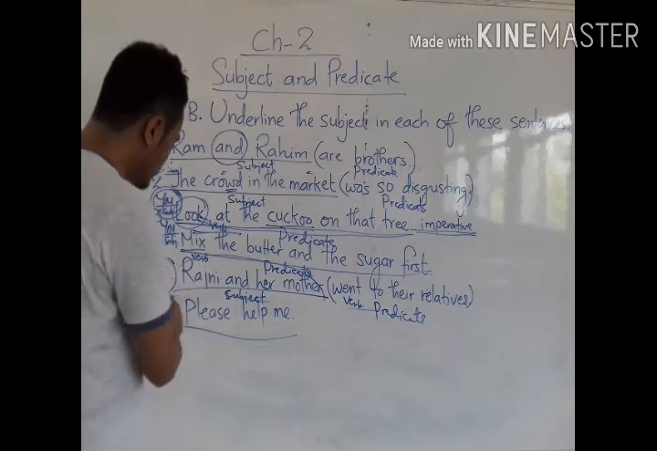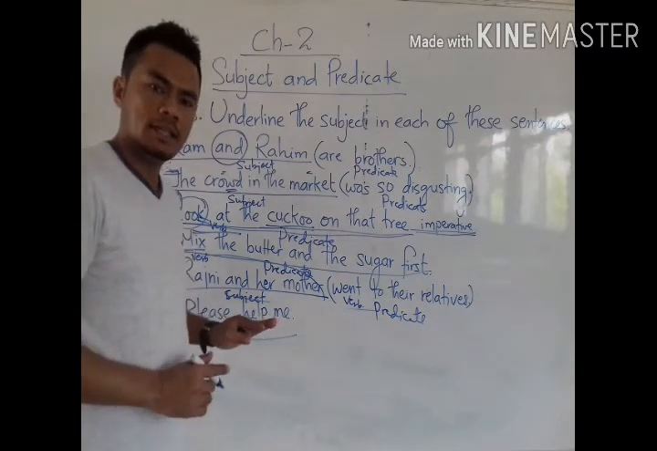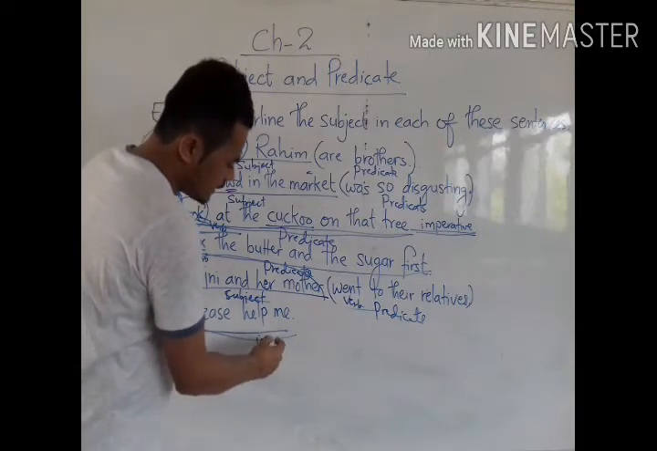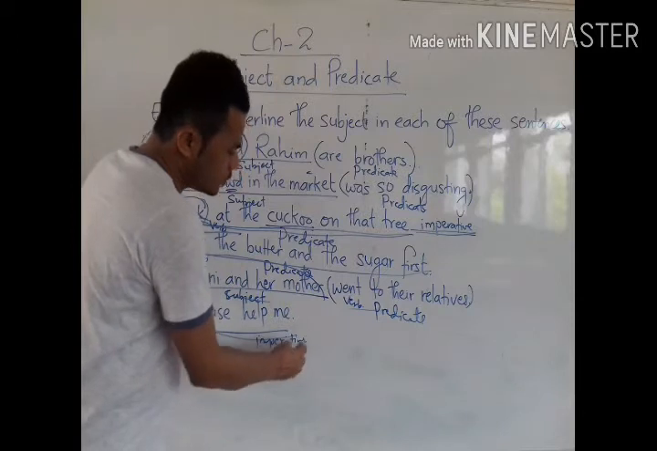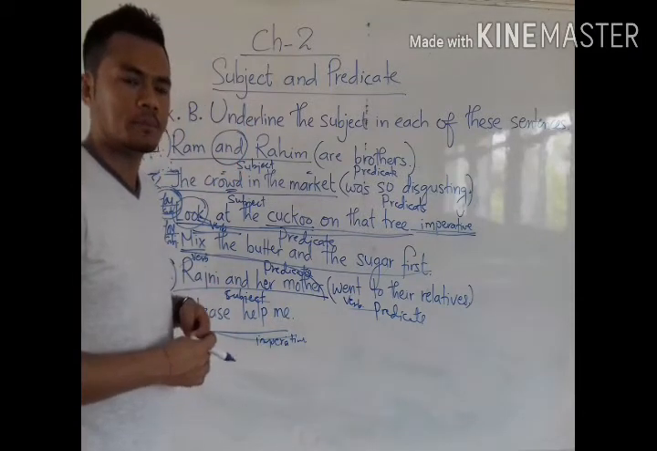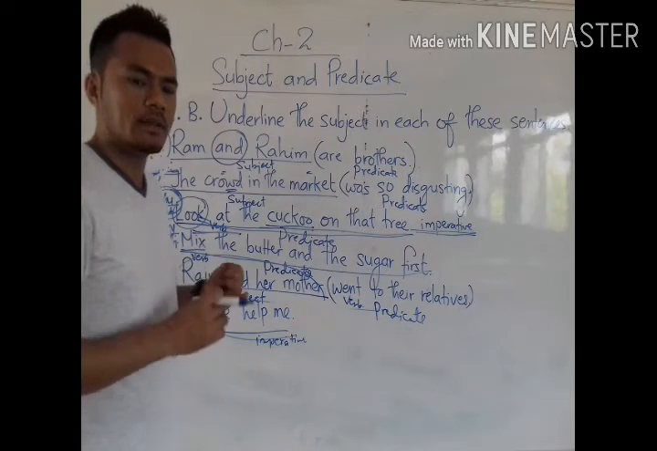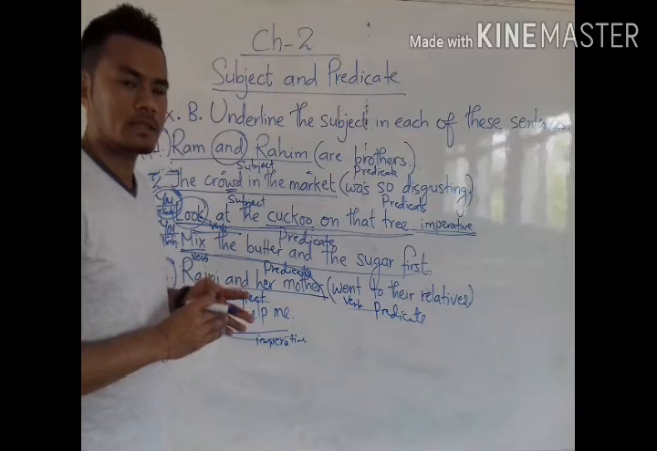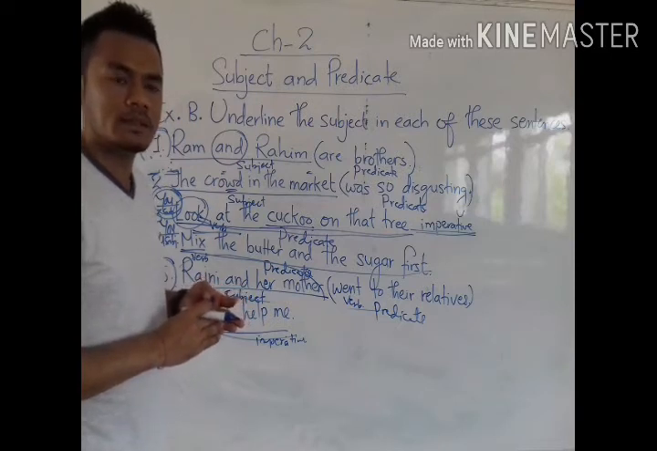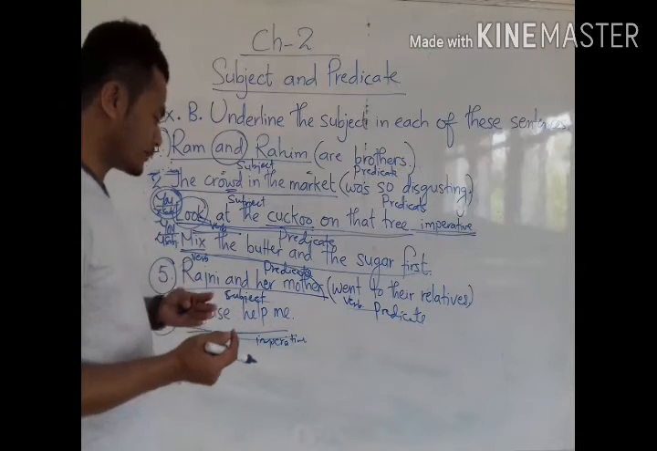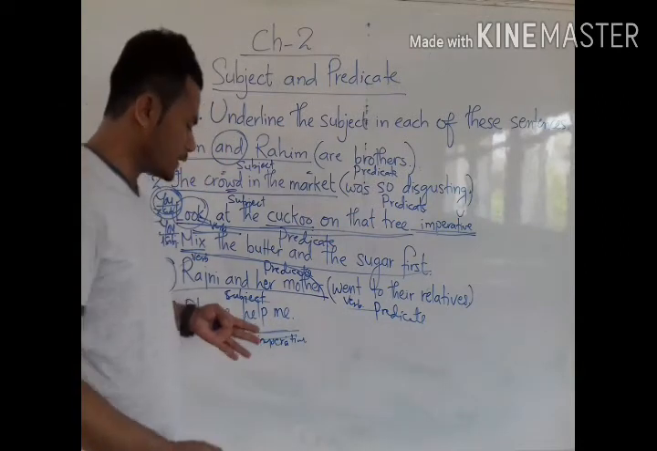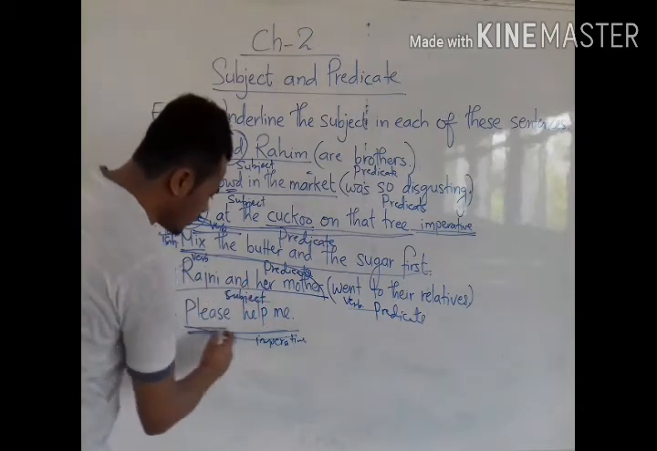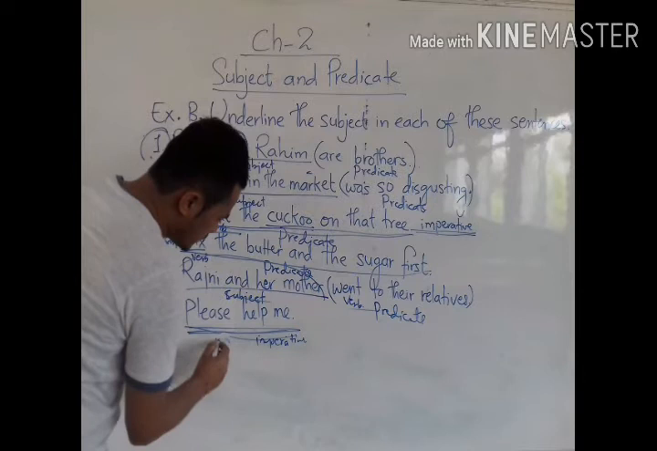Now come to sentence 6. Please help me. What kind of sentence is this? This is an imperative sentence. That means we are asking someone to help. We are requesting someone. A request is also an imperative sentence. Request, order, command, suggestion, advice, request, all these are imperative sentences. So in please help me, I am asking someone to help, and all of this is predicate.